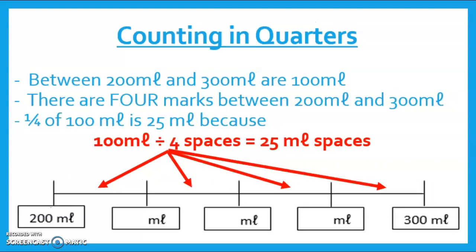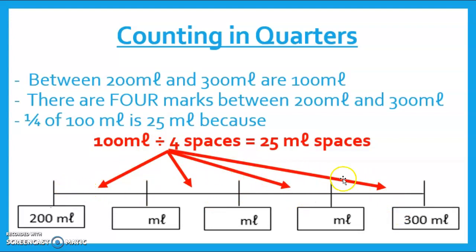We're now going to do exactly the same thing, except in quarters. You know, quarters are 4 equal pieces. So again, we begin our number line with 200 mils. And it ends at 300 mils. Between 200 and 300, we have 100 mils. And notice that there are 4 spaces between 200 and 300.